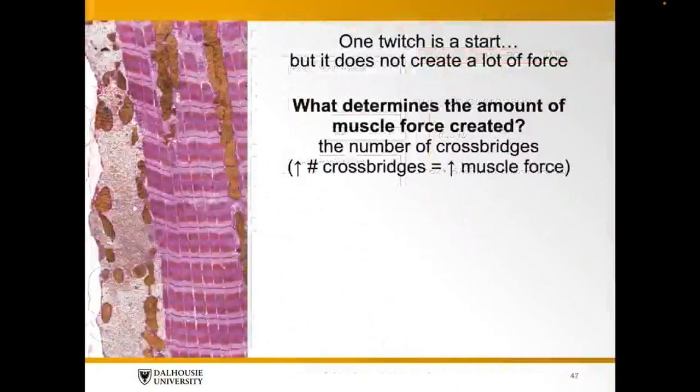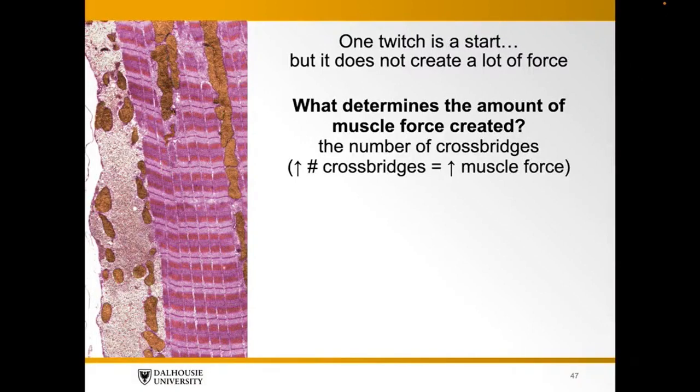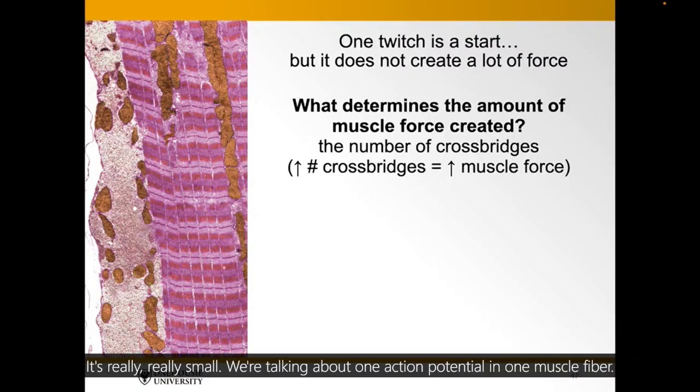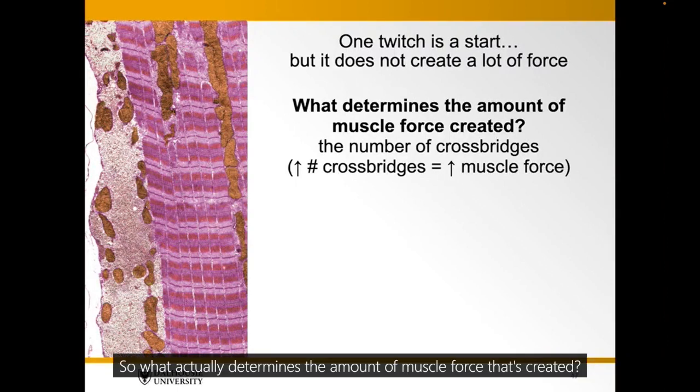So one twitch is a good start to explain how we create meaningful force. But one twitch is still pretty irrelevant in the amount of force that it can create. It's really, really small. We're talking about one action potential in one muscle fiber. So what actually determines the amount of muscle force that's created?